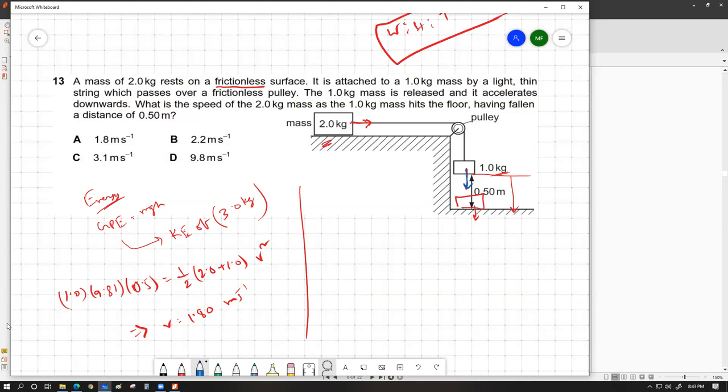So what are we going to do? The resultant force working on the system is going to be mg, where this m is the 1 kg object only, 1.0 kg. This resultant force is going to be responsible to move the whole system. So if I consider the total mass of the system, that is 2.0 plus 1.0, multiplied by the acceleration. This is a combined acceleration of the whole system. That should equal 1 multiplied by 9.81.